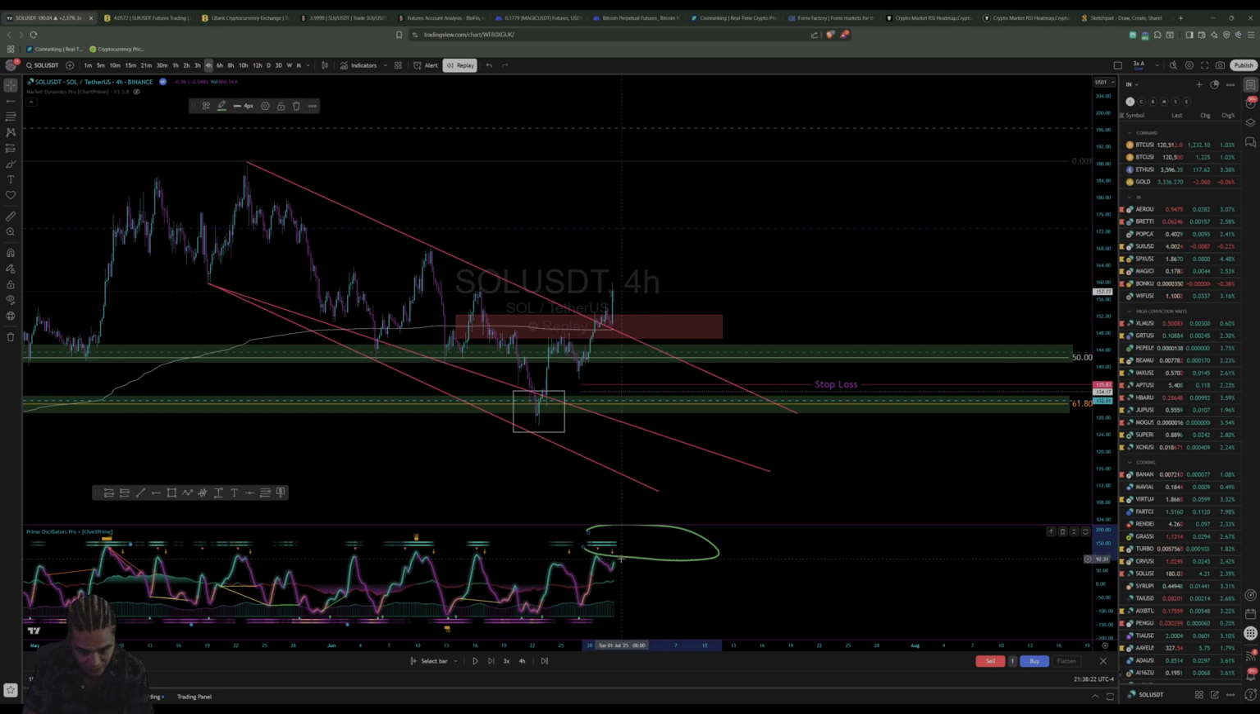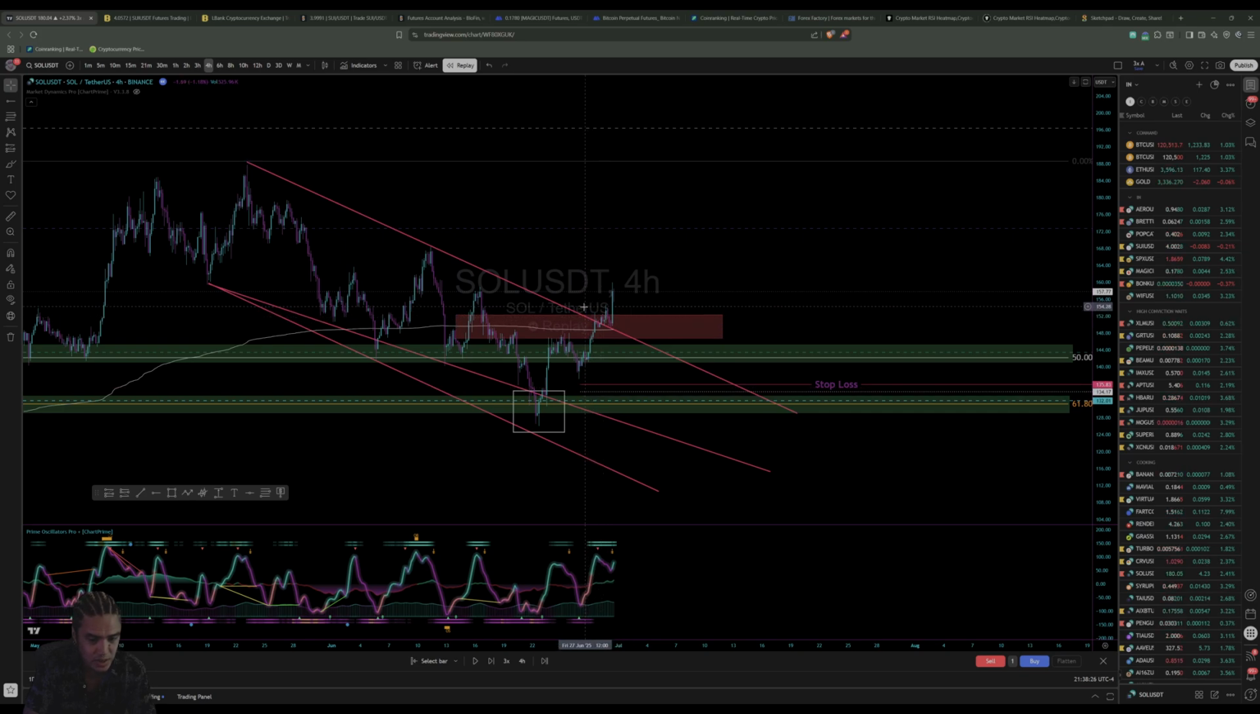This is printing divergence now. This high is lower than that high, but on the oscillator, it's printing a lower high. The other signs look good. Money's coming in. It's signifying a reversal is coming, but it's not going to send it to hell.